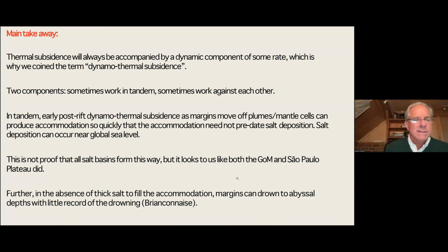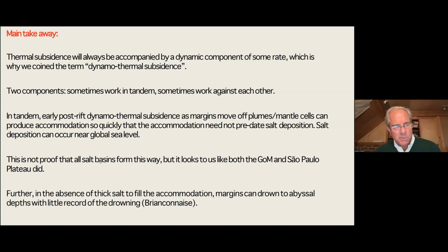So the main takeaway is thermal subsidence will always be accompanied by a dynamic component of some rate, which is why we coined the term dynamo-thermal subsidence. It has two components. Sometimes they work in tandem, sometimes they fight each other. When they work in tandem, early post-rift dynamo-thermal subsidence, as margins move off plumes or mantle convection cells, can produce accommodation that is so quick that the salt accommodation need not predate salt deposition. Salt deposition can occur near global sea level. And there are lots of arguments for that, which I won't be able to go into.